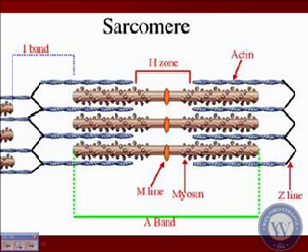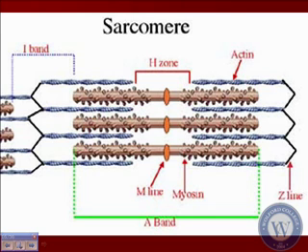Preload is the actual distance between the Z lines before the contraction begins. The wider it is, usually the better the performance, until you pull it too far apart. That's called too much preload, because you have too much distension, and then the sarcomere cannot contract properly at that point.